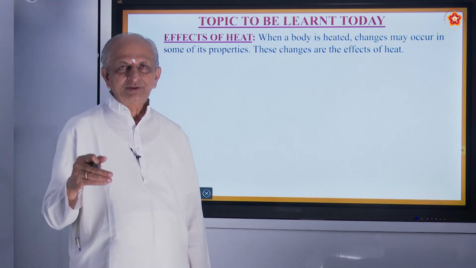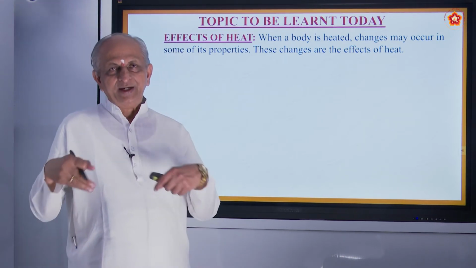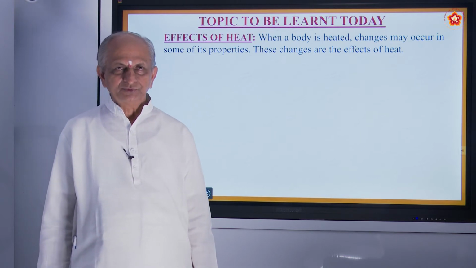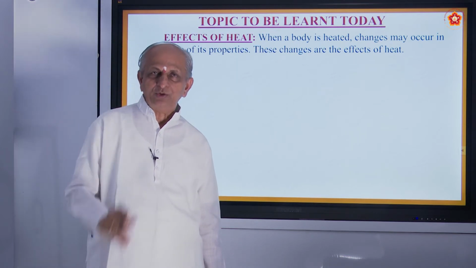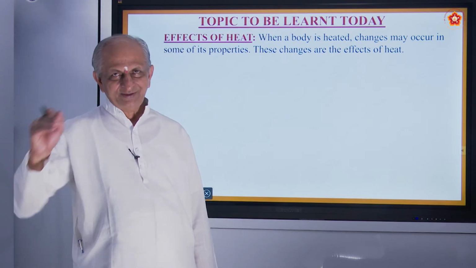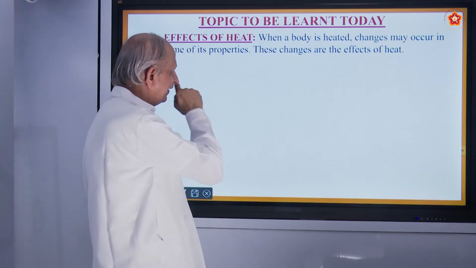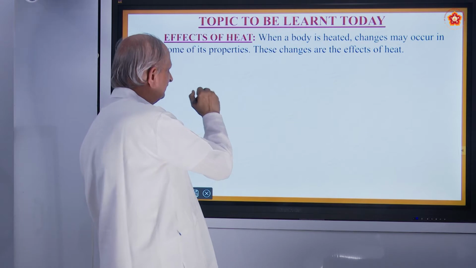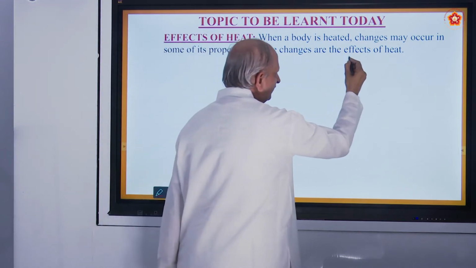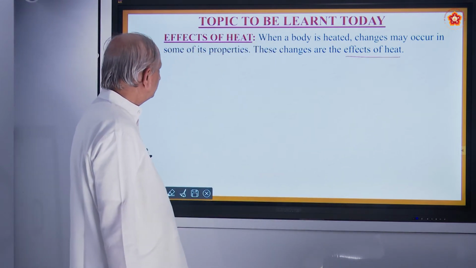So the temperature of water also increases and it gets the next form. There will be a change of state. So also, if water is cooled slowly, it becomes ice. So there will be a change of state. There will be a lot of changes we find when a body is heated. These changes are called effects of heat. And let us see what the effects of heat are.